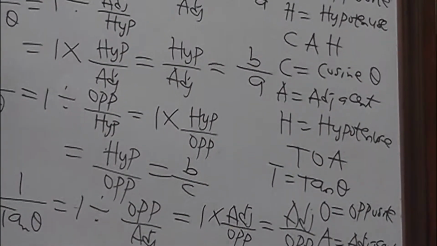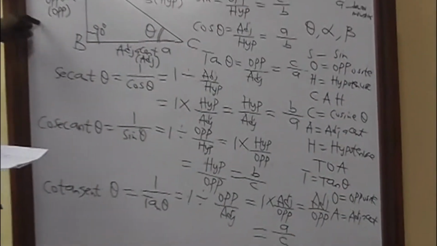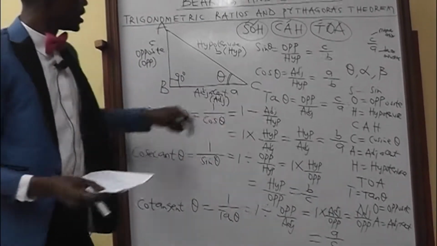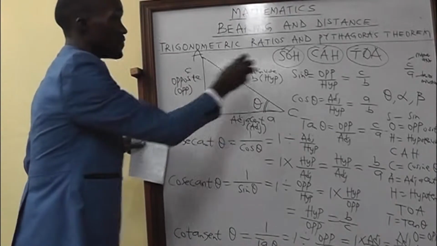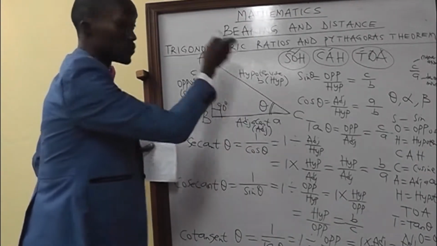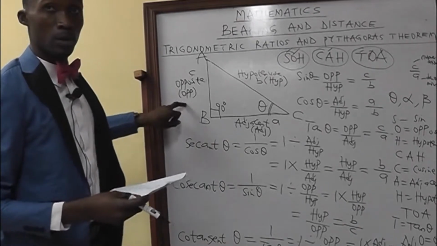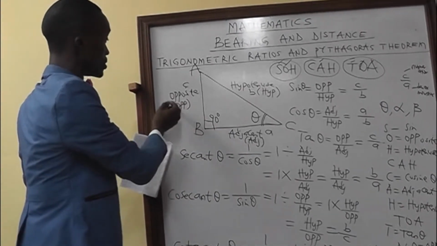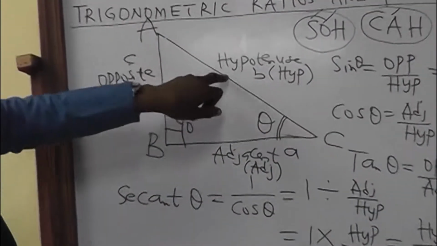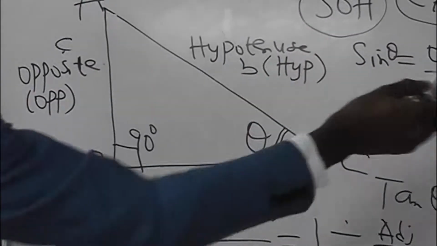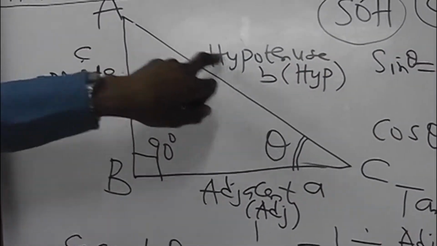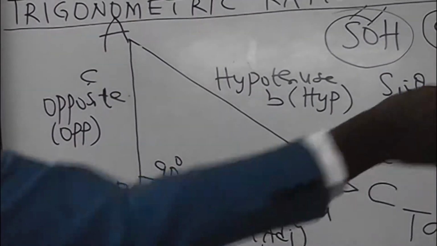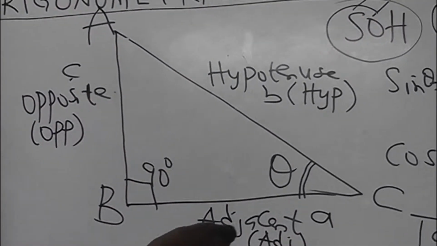Then I got another question: what is the meaning of OPP? And what is HYP? And again, what is the meaning of ADJ? So instead of writing opposite in full every time we come across this kind of triangle, we can use the short form. We can use OPP to represent opposite. That is the first 3 letters that we have in opposite. The same thing also with hypotenuse. Instead of writing hypotenuse in full every time, we can just use the first 3 letters, so we have HYP. Then instead of writing adjacent in full every time, we can just make use of the first 3 letters.